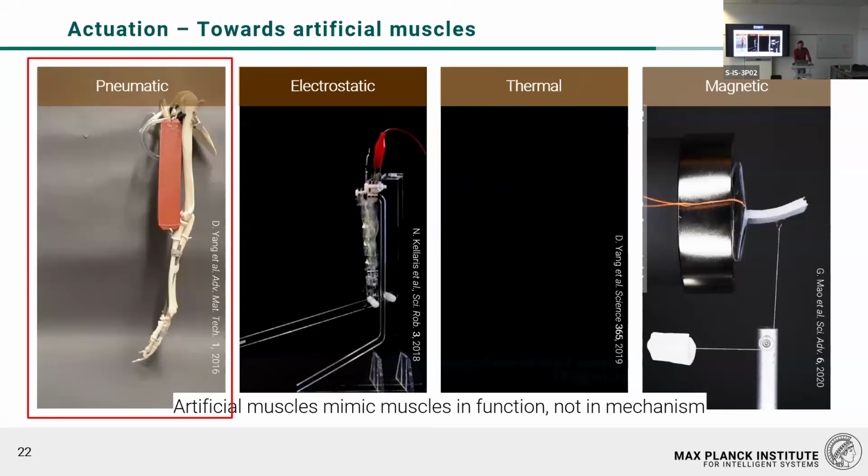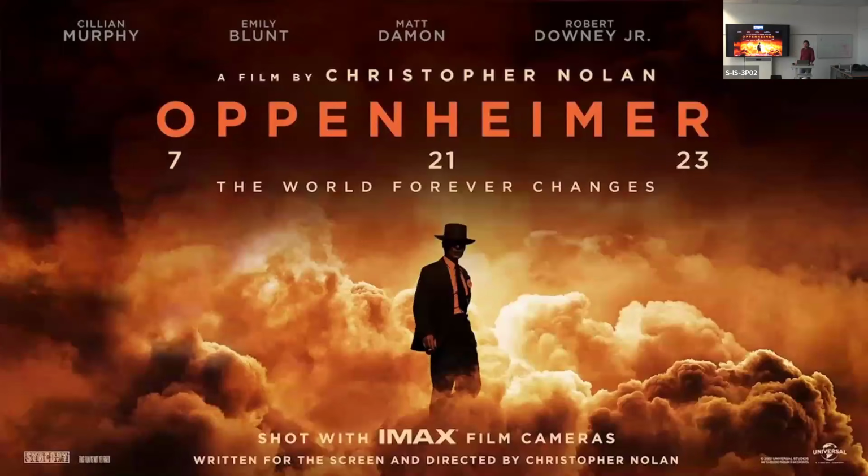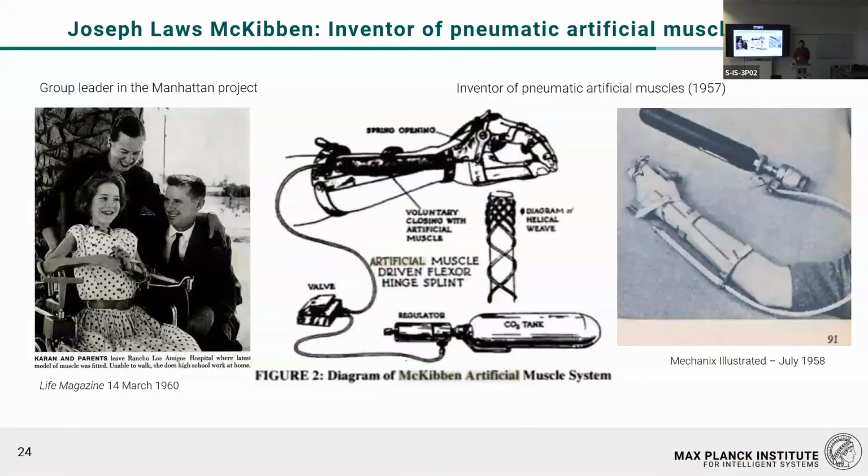Okay, let me continue a little bit with pneumatics. And I actually want to start a bit odd, with the development of the atomic bomb. Many of you have seen those movies, and you probably have been astounded how many brilliant minds contributed to this project. And of course, sometimes you wonder what they have done afterwards. One person, his name is Joseph Laws McKibben. He was a group leader in the Manhattan Project who had a daughter who was paralyzed from polio.